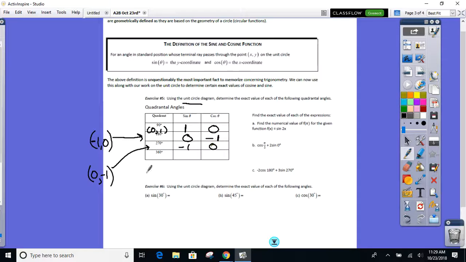Finally, where am I at for 360? 1, 0. I'm back at 0 again. So what is the sine of 360 without my calculator? I always pick the y coordinate, 0. And what's the cosine of 360? There we go.